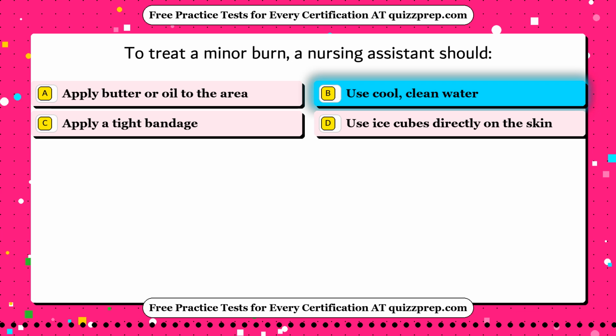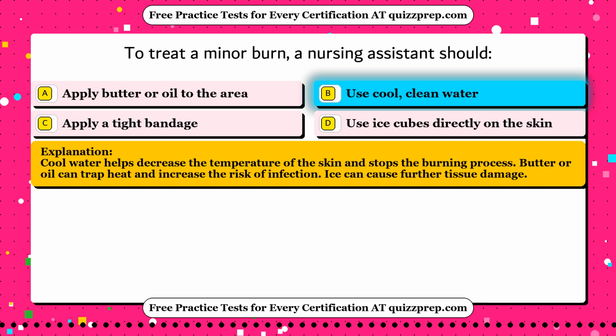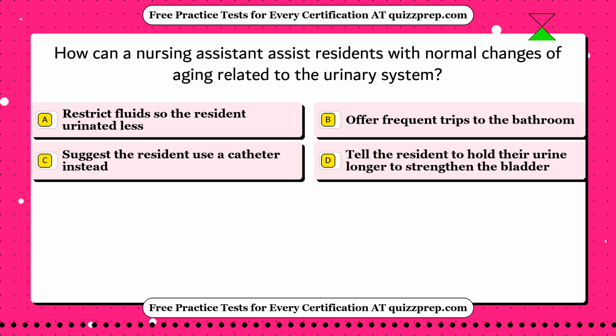The correct answer is option B. Use cool, clean water. Cool water helps decrease the temperature of the skin and stops the burning process. Butter or oil can trap heat and increase the risk of infection. Ice can cause further tissue damage. Question 18. How can a nursing assistant assist residents with normal changes of aging related to the urinary system?